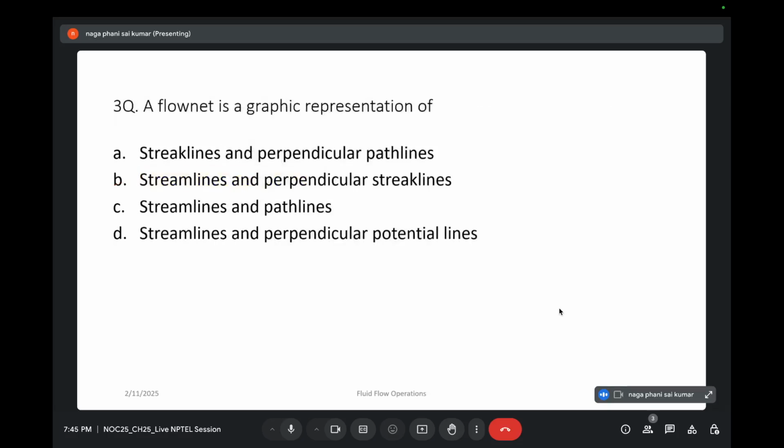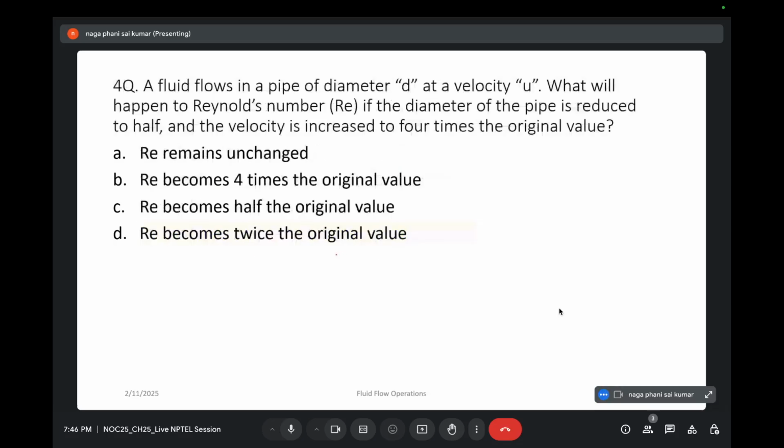Coming to the third question: a flow net is a graphic representation of streak lines and perpendicular path lines, streamlines and perpendicular streak lines, streamlines and path lines, or streamlines and perpendicular potential lines. This also we discussed. This is a graphical representation of streamlines and their perpendicular potential lines. That is option D.